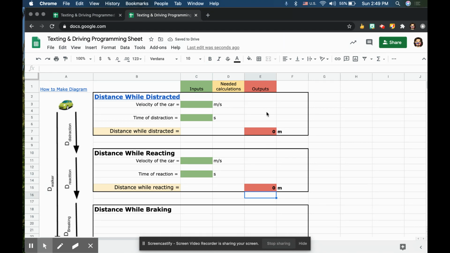The reason why we are seeing zeros is because these boxes are not filled right now. So if my velocity of car was 19, I guess that's what I typed, and I was distracted for 5 seconds, I now know that I was distracted for a distance of 95 meters. I would want to carry that down here to my velocity of the car. It would be the same. And let's say it took me 10 seconds to react, and that's the distance it took me to react. So now you should have the distance while distracted all programmed, and the distance while reacting.